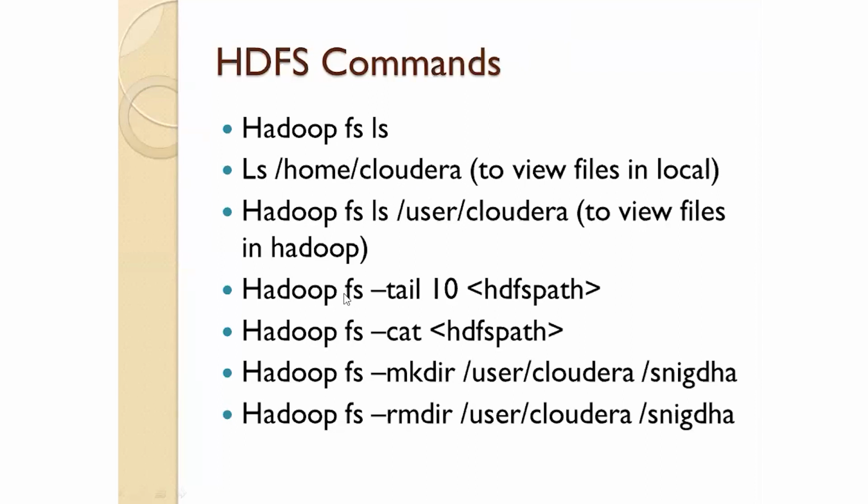Similarly, if there is any file in Hadoop and you want to check the last 10 lines of the file, you can give the path of the file where it is present in the Hadoop distributed system, and then just give this command: hadoop fs -tail 10 and the path where the file exists. Similarly, if you want to display all the contents of a file, then give the cat command. If you want to create a directory, then you can use this.